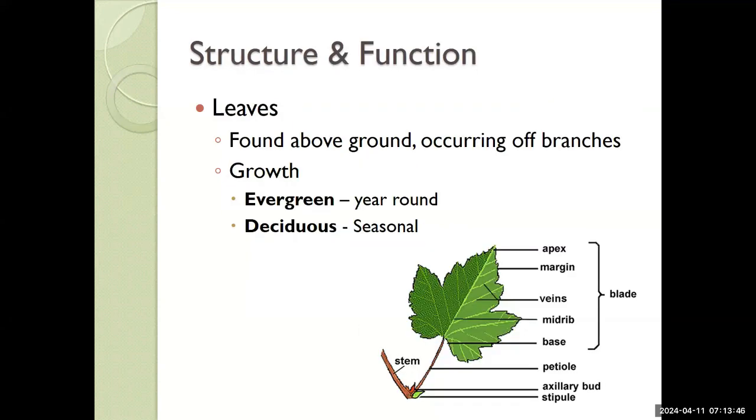The next structure are leaves. They're above ground, often at the very ends of branches. They tend to be green, but this is not the sole color that they can be. It's important to point out that there are essentially two types of leaves. There are the evergreen leaf that gets its name from being forever green. They stay green year round. These are the trees that maintain their leaves during winter.